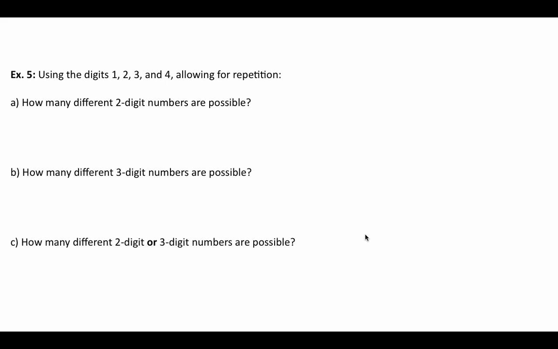All right, so let's look at an example now where we use numbers. We'll get away from the deck of cards for a second. We're going to use the digits 1, 2, 3, and 4. Imagine you've got 1, 2, 3, and 4 on little wooden tiles, like Scrabble tiles. Using those 4 tiles, allowing for repetition, how many different 2-digit numbers are possible?